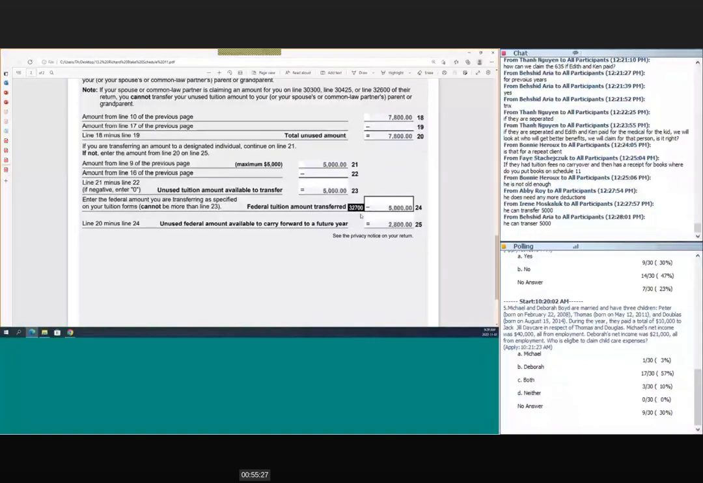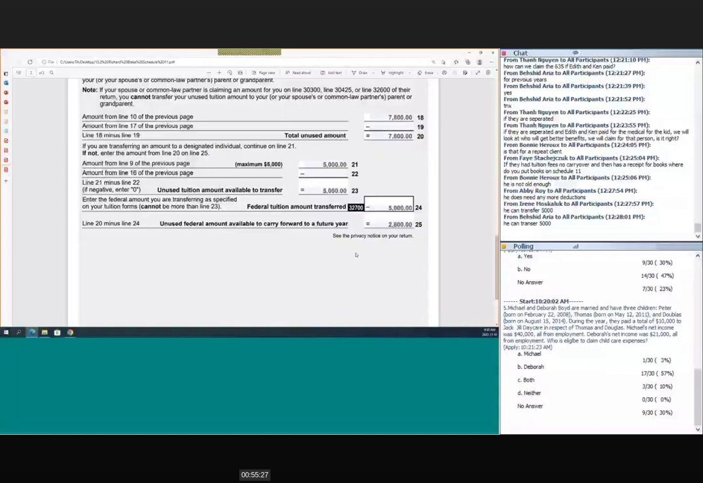And again, how much are you transferring? If he chose not to, there'd be nothing here, and he would have $7,800 carry forward. But in this case, the problem said that he wanted to transfer $5,000 to his parent, so we take $5,000 off of that, and that leaves us with $2,800 that will be carried forward for Richard to use in the future. And that carry forward can never be given to a parent in future years.